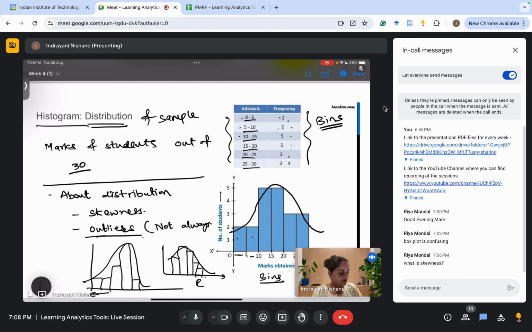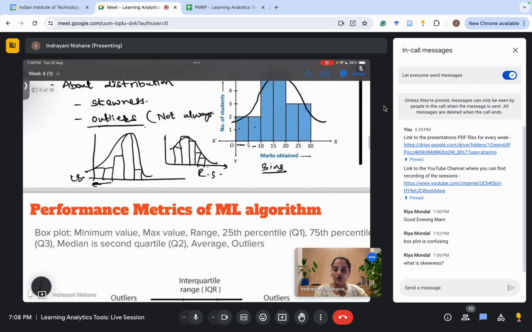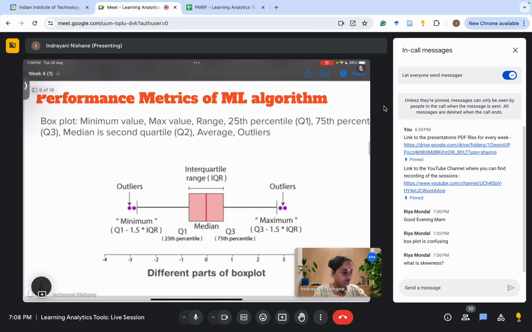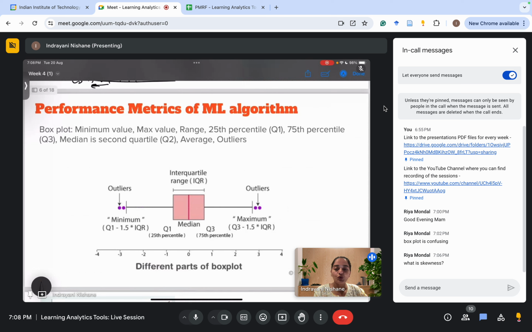So this would have been right skewed, and this would have been left skewed. So these are the concepts related to distribution of your sample across the range. So no such questions will be asked, so don't get confused. If you're not understanding, just leave that concept there. No questions will be asked related to skewness or distribution of your sample. These words are just good to know.